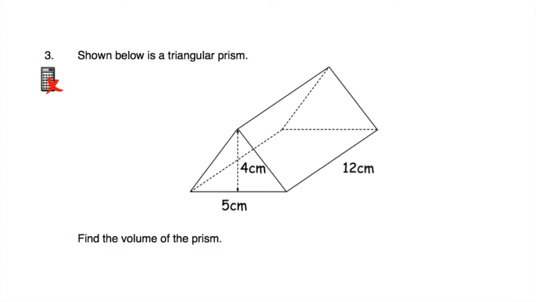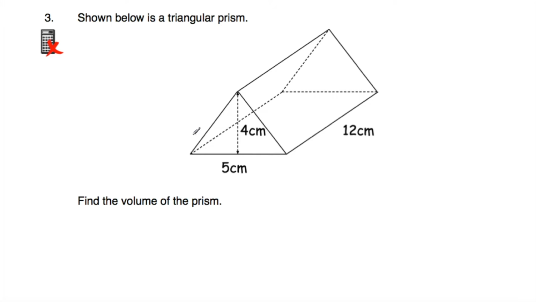Okay, question number 2. So we've got onto these nice triangular prisms. I really like these questions here, where it says shown below is a triangular prism. We've been asked to find the volume of this triangular prism. To find the volume of a triangular prism like this, we want to get the area of the cross section.